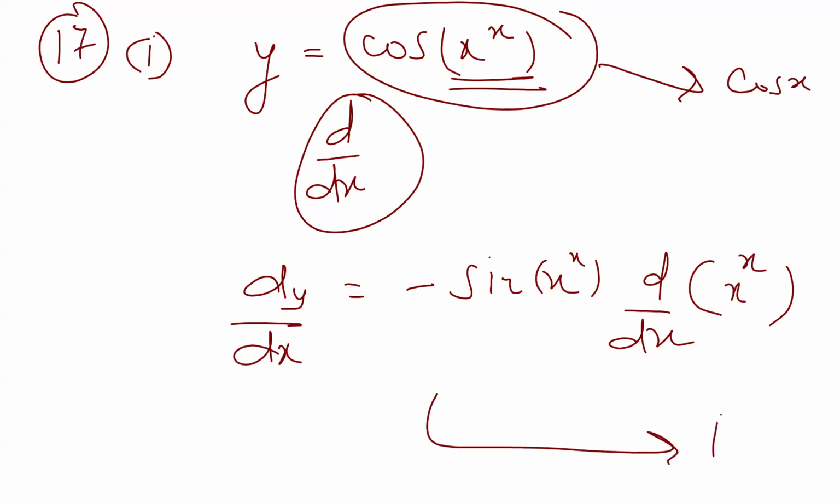Now this is equation number 1. Why I'm marking this as equation number 1 is because we cannot apply any formula over here: x raised to n, or e raised to x, or a raised to x. These formulas are not applicable over here. That's why I have to apply chain rule, I have to apply logarithmic differentiation. So I'll assume x raised to x as u. I'll write, let u is equal to x raised to x.